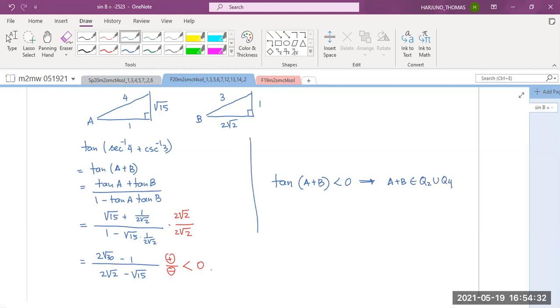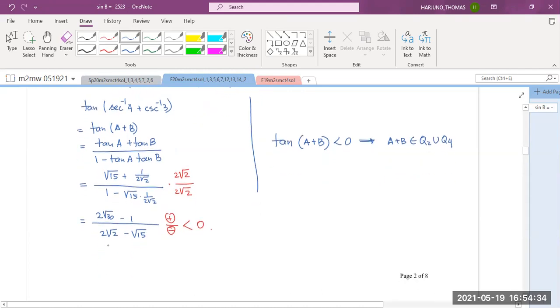Now let's rationalize the denominator here. We will multiply by the conjugate, 2 square root of 2 minus square root of 15. This is the part I don't like though, to be honest with you. This is the part where I say, oh, it will be quite nasty because of this.